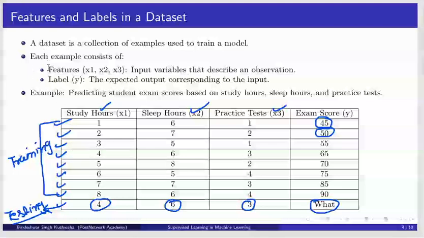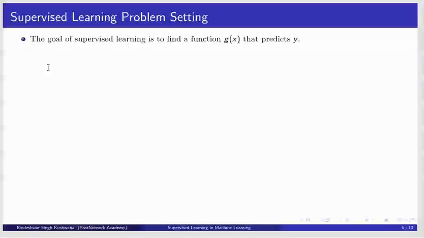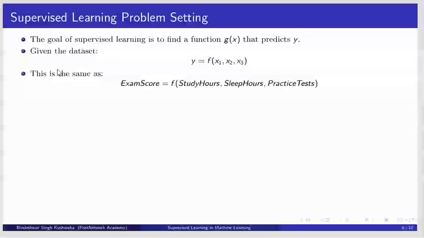Now let us see how it will learn. I will not explain the learning process, but what it can learn from the data. The goal of supervised learning is to find a function that predicts y. So suppose that in the given data set, the whole data set consists of x1, x2, x3, and that is the label y. This is the same as saying exam score is a function of study hours, sleep hours, and practice tests.